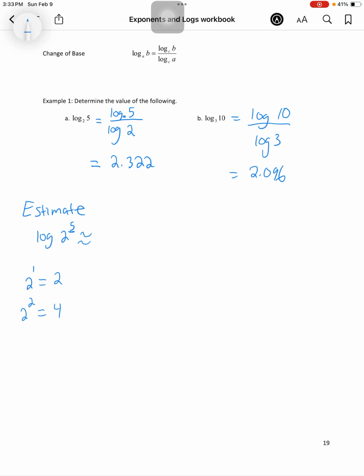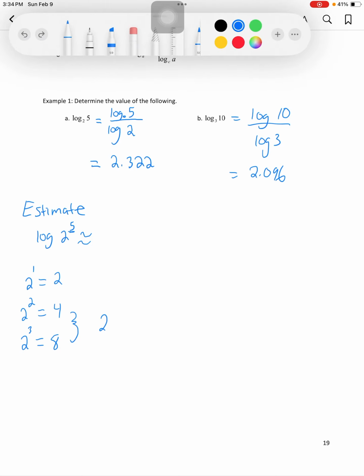So here we have 2 to the 1 is 2. 2 to the 2 is 4. 2 to the 3 is 8. So we see 4 is lower than 5, but 5 is smaller than 8. So 5 is going to be between these two numbers. So we know your exponent value, it's going to be a decimal, obviously, because there's no exact exponent where it would fit and make it equal to 5 exactly. So we just need to figure out what that decimal number is going to be.